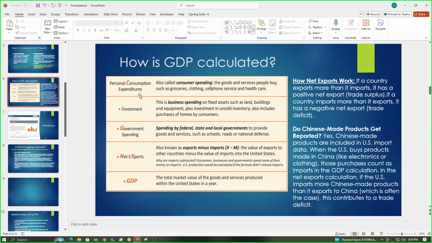Now, as you can see, consumer spending, easy. Goods and services people buy. Investments, okay. Business buying buildings, land, and equipment. Okay, cool. Government spending. Okay, great. Highways getting built, schools. Basically government spending, that's easy. But then here comes the net export. All right, the value of exports.